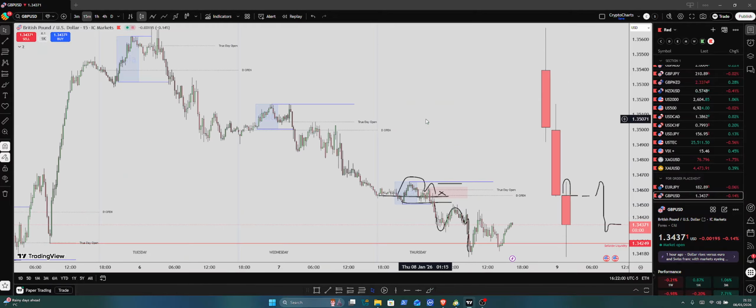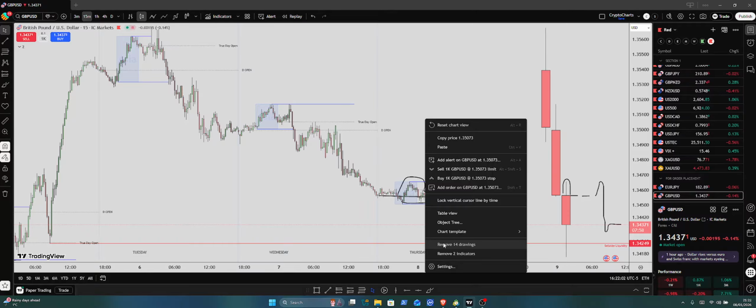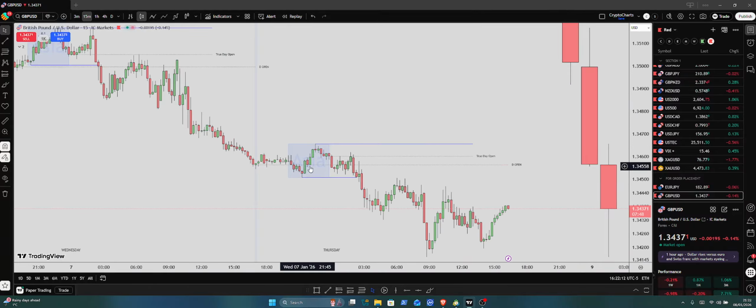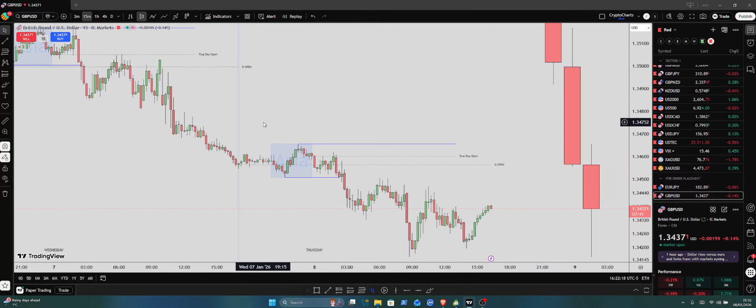So today when I came in, I'm just going to remove all the drawings. When I woke up this morning, I saw that the market had made an Asia range. So it had made this part of the Asia range. We were obviously in a bearish market, sorry, and then the market was moving lower. So I basically entered around about here with my stop. So my stop was pretty high.